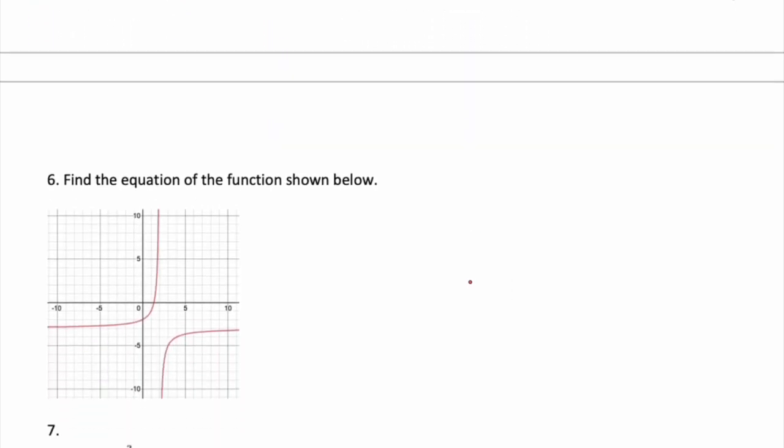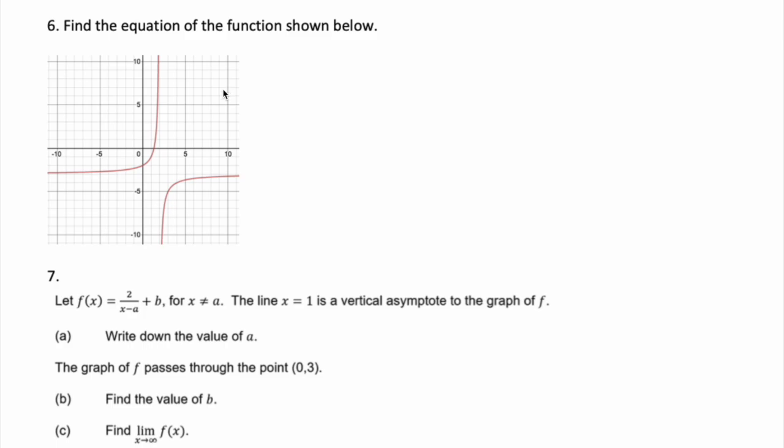Okay, let's take a look at some more examples so you can get the equation of this function by looking at the vertical and horizontal asymptotes. Looks like a horizontal asymptote right there at negative 3, and a vertical asymptote at 2. Okay, so we have that.